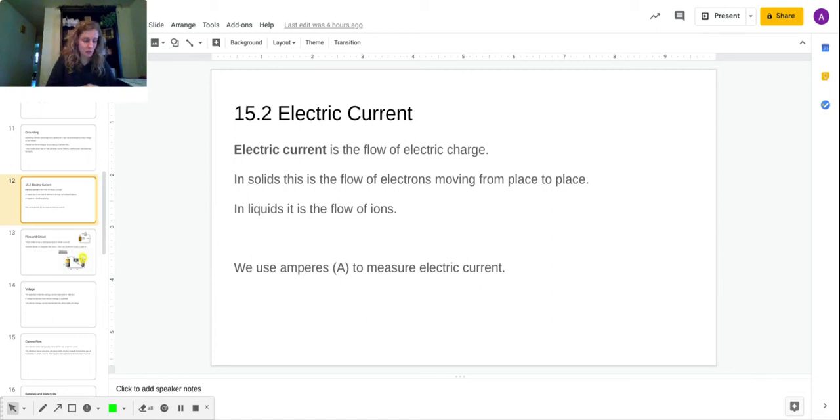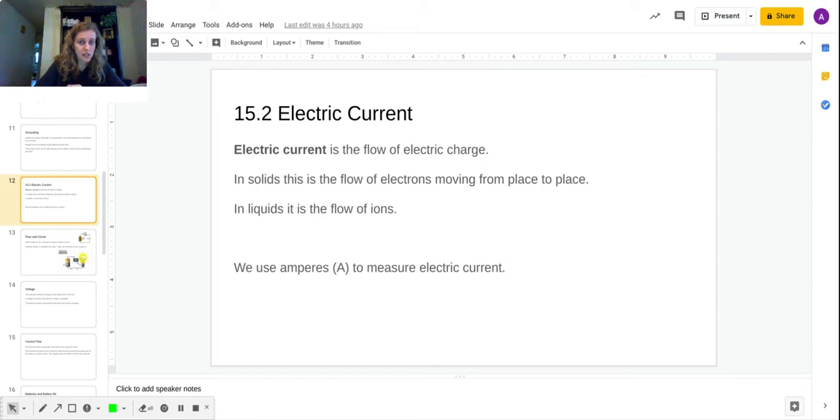Today, the next couple of days, we're going to be talking about the next section in our book. So it's section 2 on electric current from chapter 15. 15.2, we're going to be talking about electric current. So electric current is the flow of electric charge.